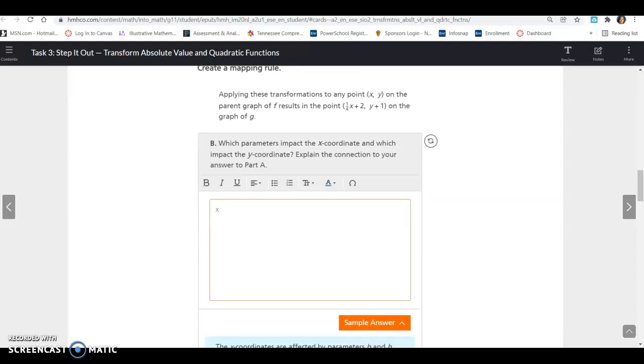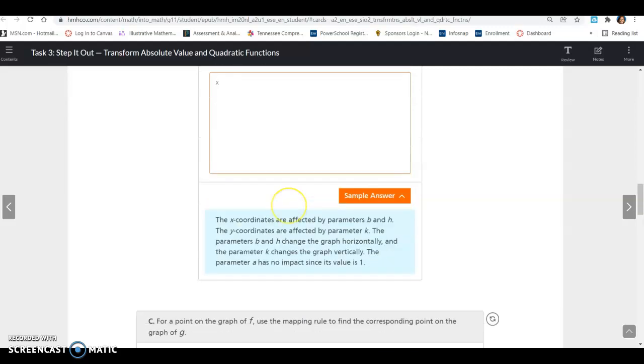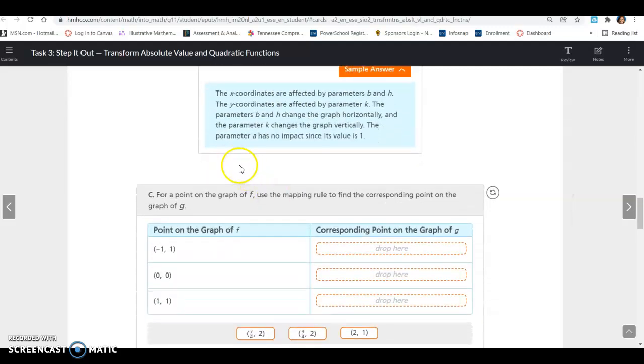All right, so which parameters impact the x-coordinate and which impact the y? Explain your connection to answer of part A. All right, so again, x is going to be from inside, whatever's inside the parentheses. So that's your b and your h. So that's the 1/4 and the 2. And then outside is going to be your a and k. This time there's no a, so that's why it's just y plus k. All right? So here's the mathematical explanation if you want to read through that.